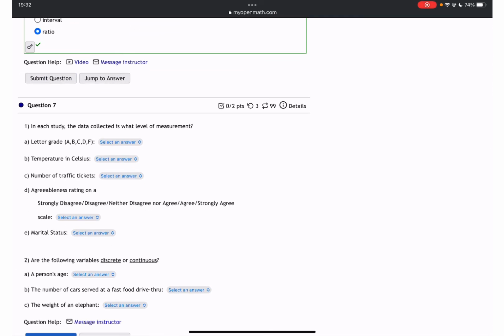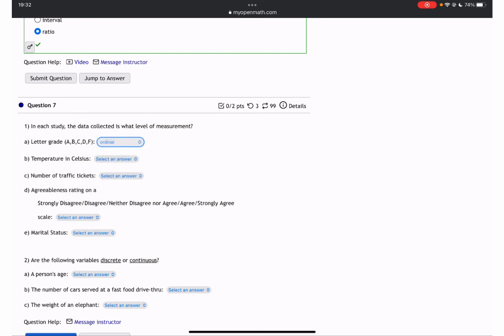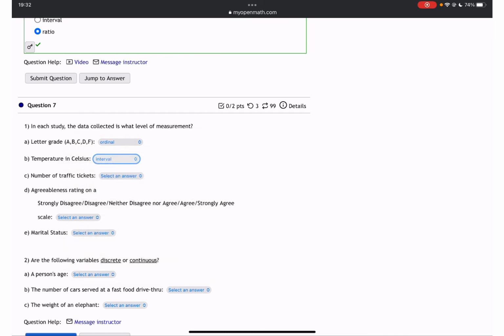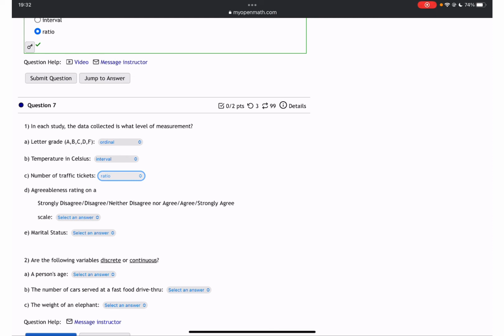Next one, question number 7. In each study, the data collected is what level of measurement? Well, let's do it. Letter grade A, B, C, D, F. We already know that that's going to be ordinal. They are unique, yet you can count it, right? Temperature we already know. It's going to be interval. I already explained. Number of traffic tickets. Number of traffic tickets is going to be a ratio because you usually compare to what is considered normal, a safe driver. Let's say number of tickets versus an aggressive driver.